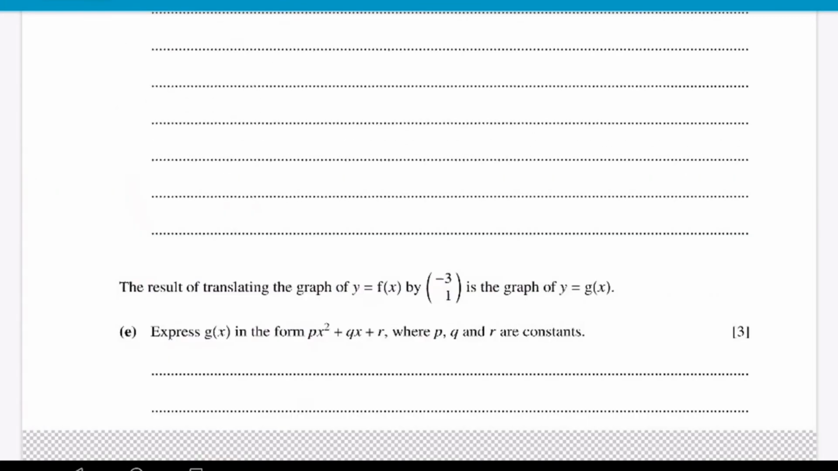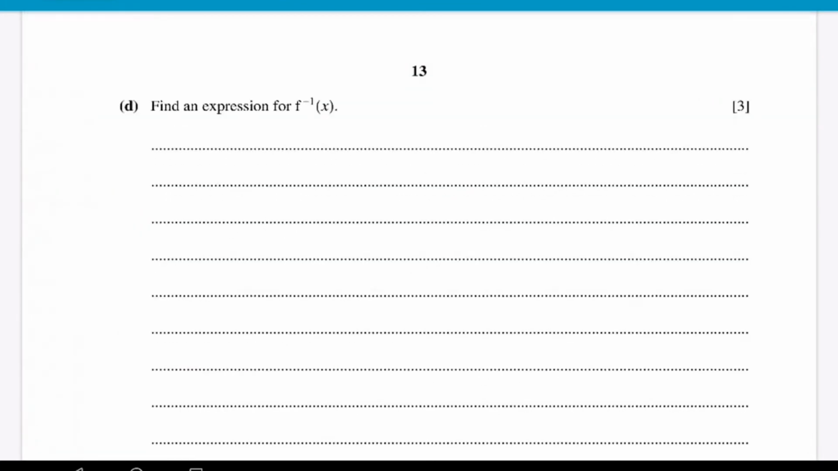Different questions here. Find an expression for f inverse. Again, it's about the quadratic. So to find the f inverse, we will have to let y be -3(x - 2) squared plus 14.